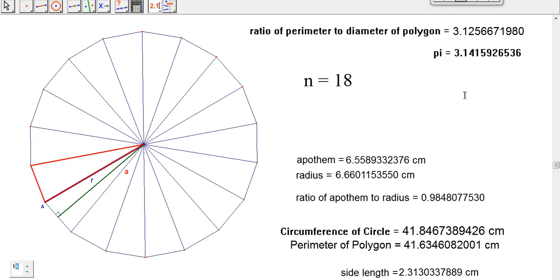Okay, so you can see these two numbers getting closer. In fact, I don't want to watch these, I'm going to watch this ratio. So right now it's at 0.984, so it's getting pretty close to 1. Number of sides is 18, right? The circumference and the perimeter are also getting close. Let's watch what happens as the numbers grow significantly.